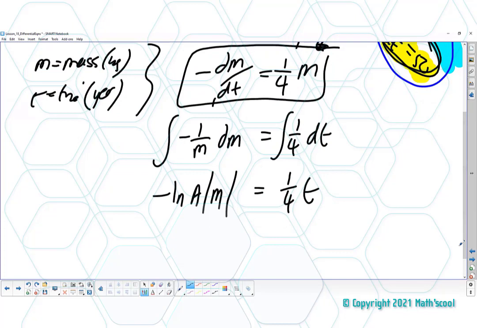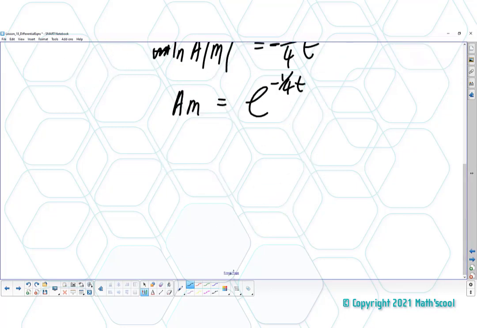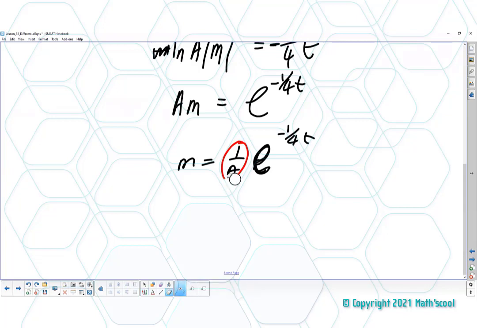So Viren, after I've integrated it, what you'll see me first of all do is take the minus over to the other side. Then I'll get rid of the ln, so I get am equals e to the minus 1/4 t. Then I will divide by a, m equals 1 over a e to the minus 1/4 t. And then I will replace this 1 over a with b. You've seen me do it 100 times now. Replace that 1 over a with b, because I don't know what it is. No point in calling it 1 over a. Might as well just call it b.